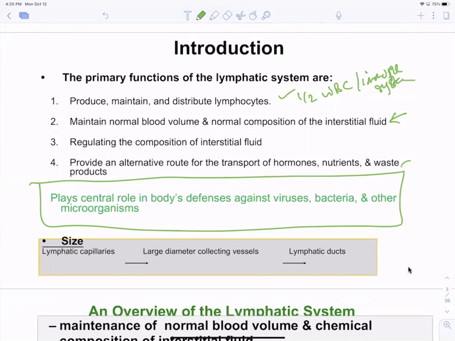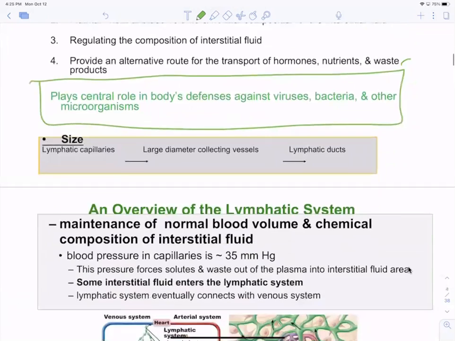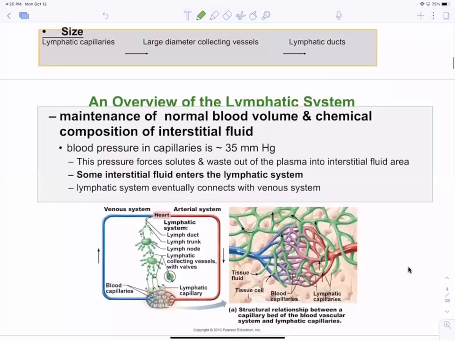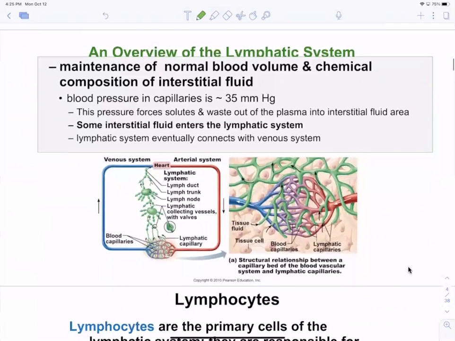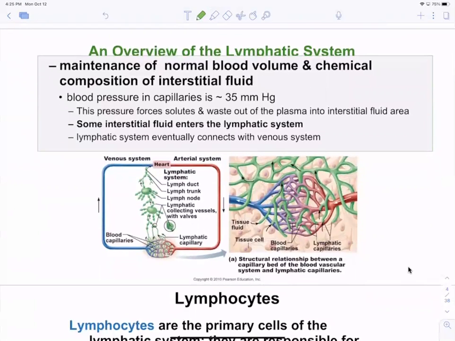Lymphatic capillaries are kind of small, medium, and large, very similar to veins. So we'll talk about that. So maintenance of normal blood volume and chemical composition of interstitial fluid.